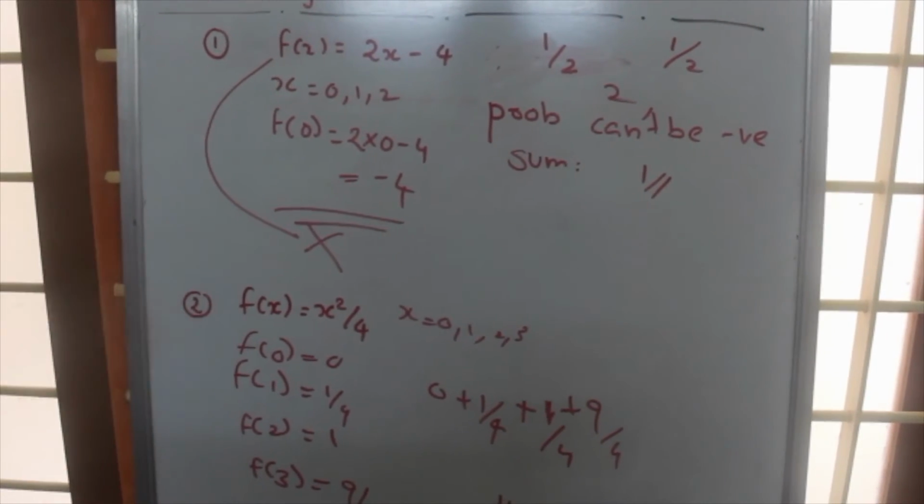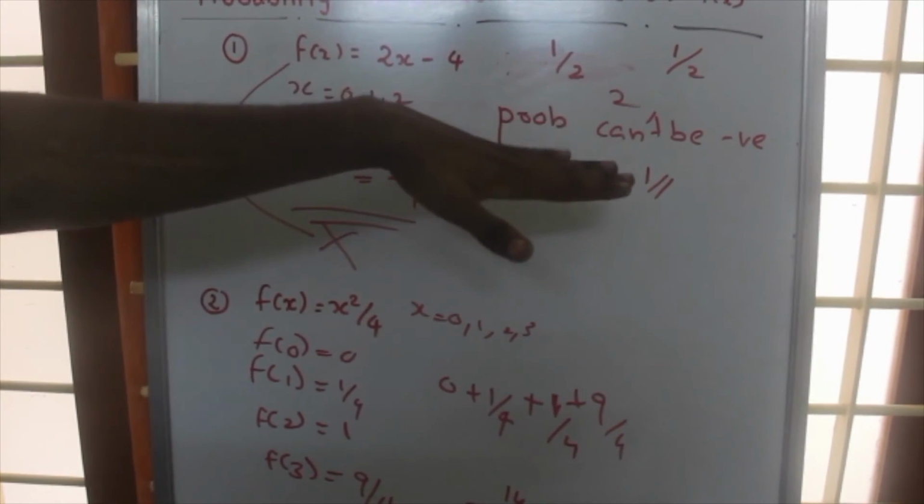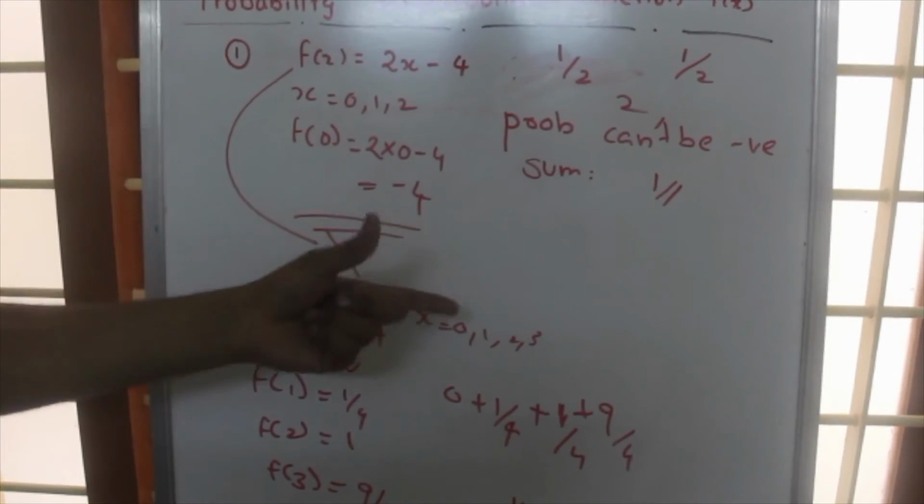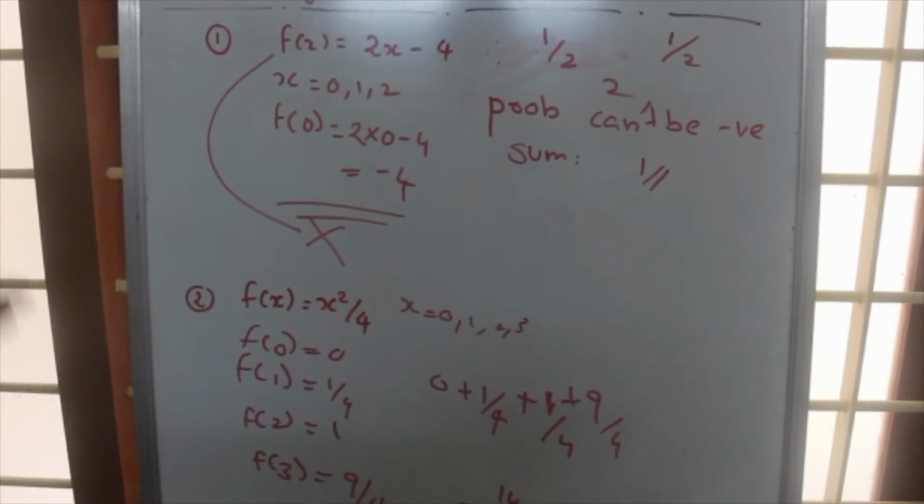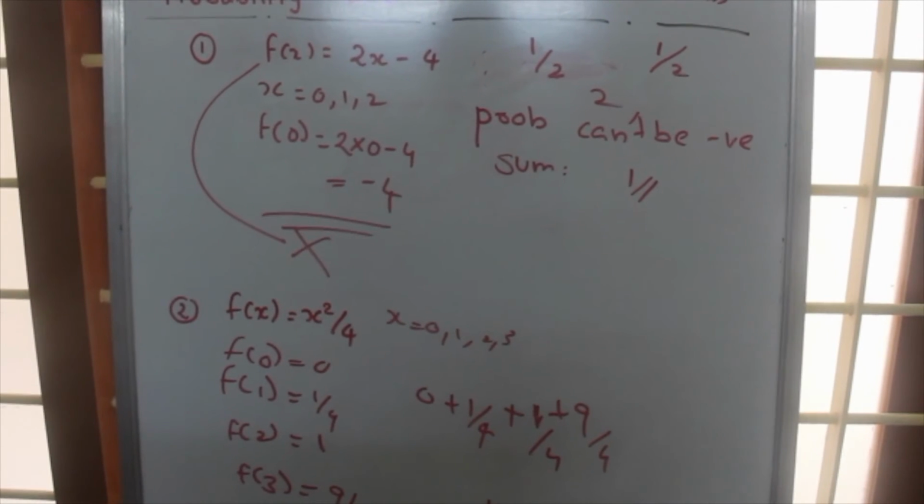So two conditions are to be checked. One is that probability can't be negative, and the second one is that the sum should be equal to 1. So this is how we check whether the given function is a PDF or not.